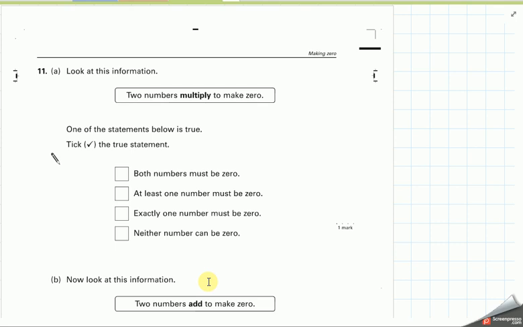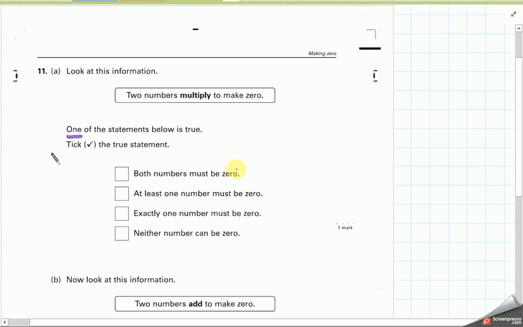Question 11. Look at this information. Two numbers multiply to make zero. One of the statements below is true. Tick it. Notice they said one. Make sure you read these questions because sometimes you might have to tick more than one box. Be careful you know how many boxes to tick.